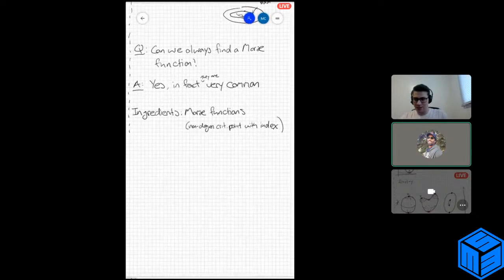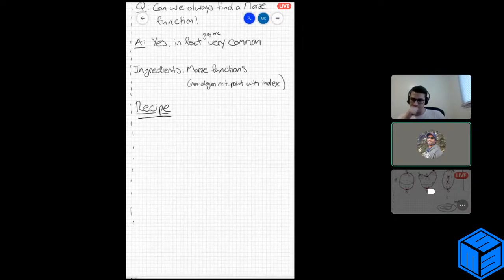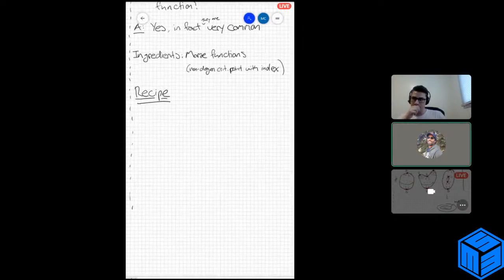So I told you the ingredients, but what about the recipe? Well, it doesn't help me to give you ingredients without telling you how to put them together to make a donut. So we need a couple of definitions for this. So some definitions. Let f be a function from your manifold to R.